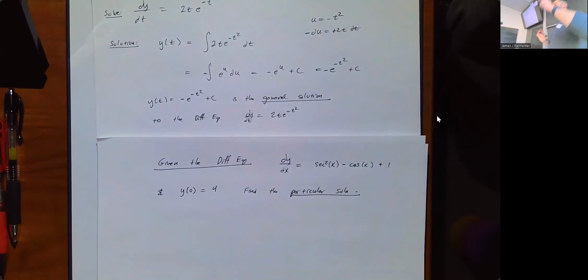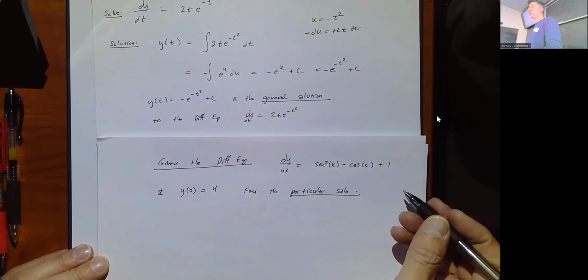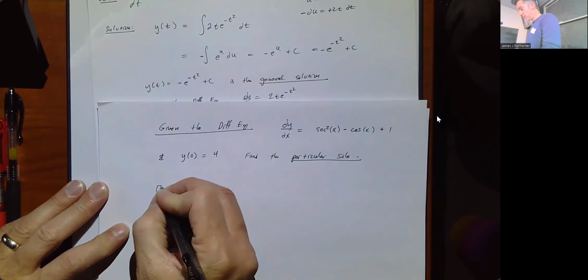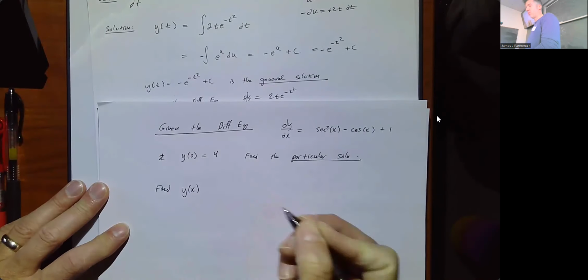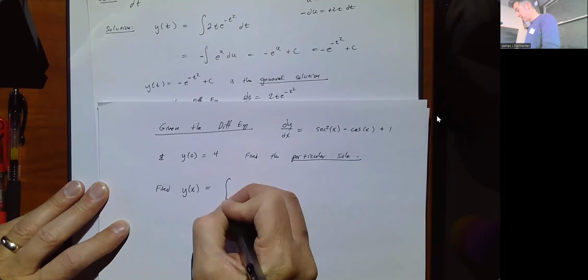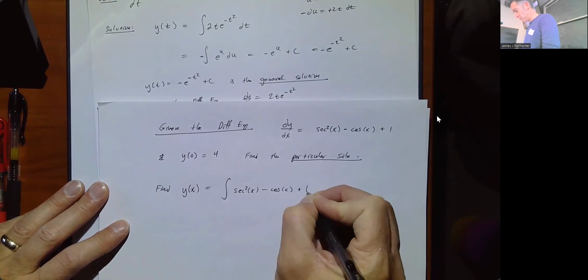The only difference between a general solution and a particular solution is that for the particular solution, you have to use whatever initial condition they've given you, in this case y of 0 equals 4, to figure out what the constant C is. Same process though here. We've already got dy/dx in terms of just x, so there's nothing else to do but anti-differentiate. Usually it's not going to be that easy, but it's good to start off with ones that are that easy. I like to write y of x, or y of t, or y of whatever my independent variable is, just to be extra clear. That's going to be the antiderivative of secant squared of x minus cosine of x plus 1 dx.